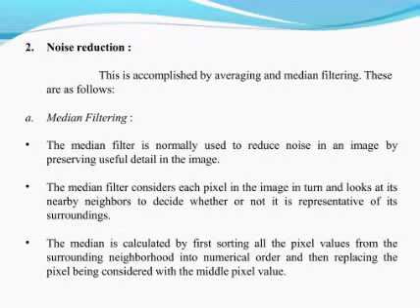Noise reduction. This is accomplished by averaging and median filtering. These are as follows. Median filtering. The median filter is normally used to reduce noise in an image while preserving useful detail in the image. The median filter considers each pixel in the image in turn and looks at its nearby neighbors to decide whether or not it is representative of its surroundings. The median is calculated by first sorting all the pixel values from the surrounding neighborhood into numerical order and then replacing the pixel being considered with the middle pixel value.